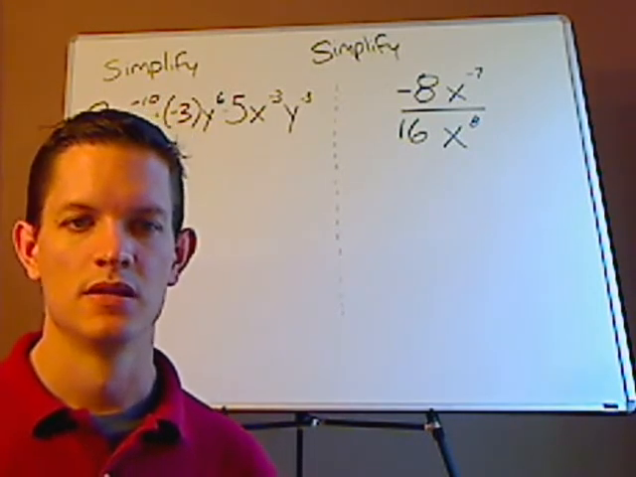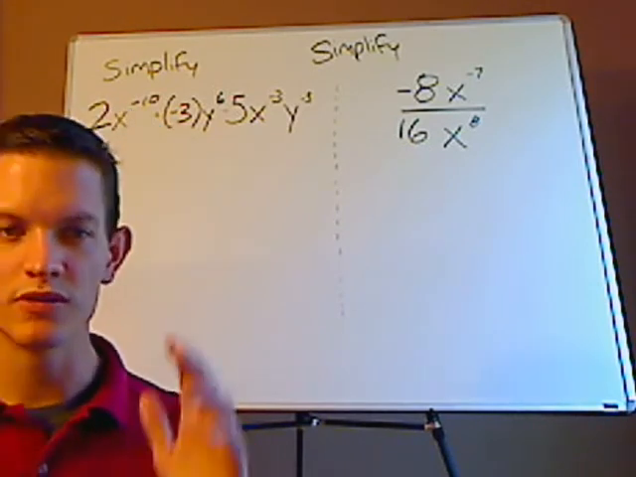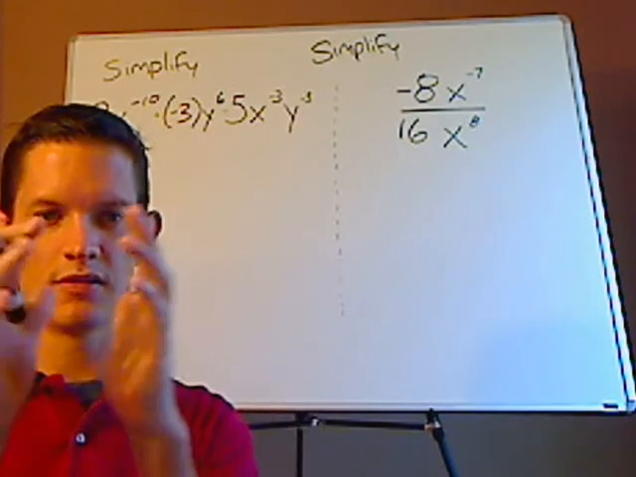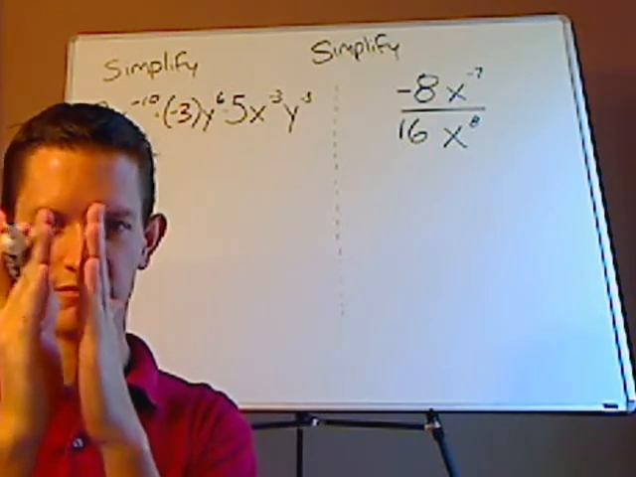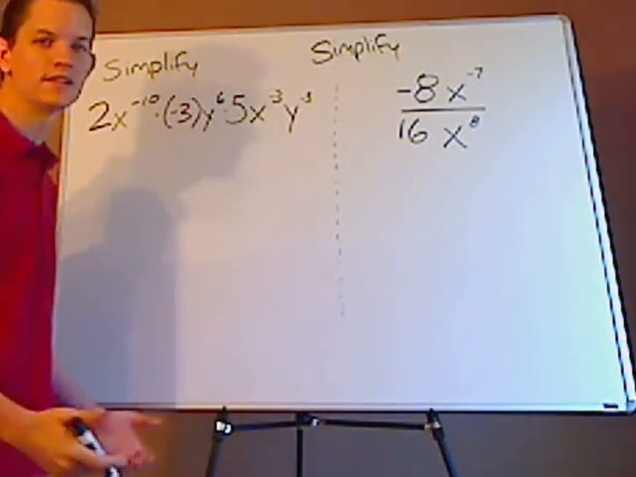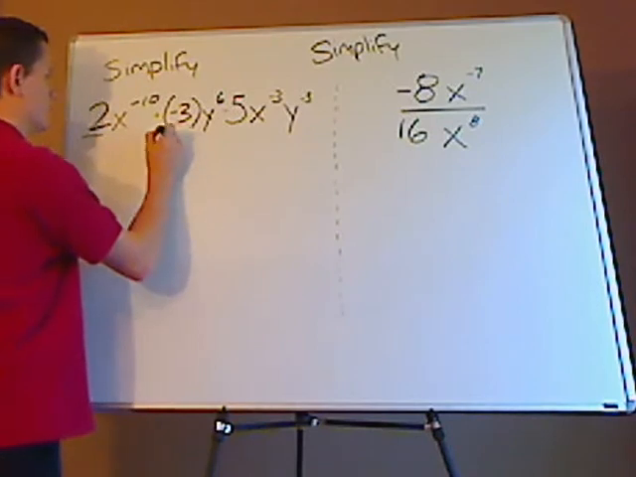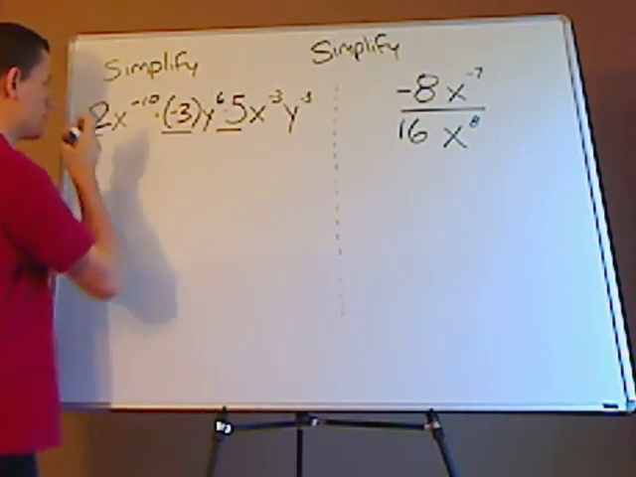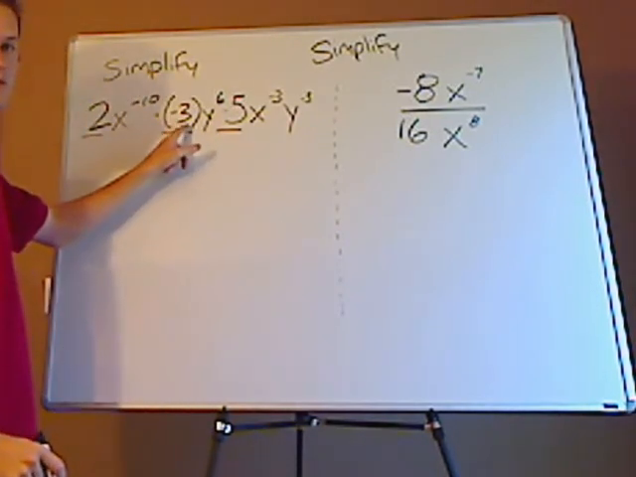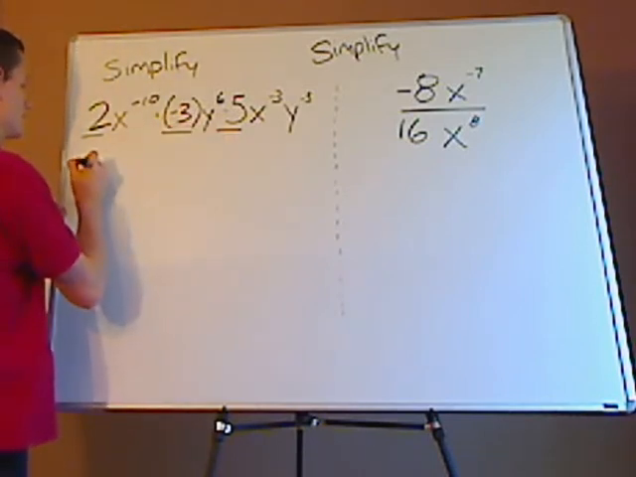Alright, so hopefully you paused the video and tried to do this. Now what you want to do first is you want to compact it. You want to make it easier to work with. So multiply together what you can multiply together. So you can multiply all the numbers together, right? What's 2 times negative 3 times 5? Yeah, it's negative 6 times 5, so it's a negative 30.